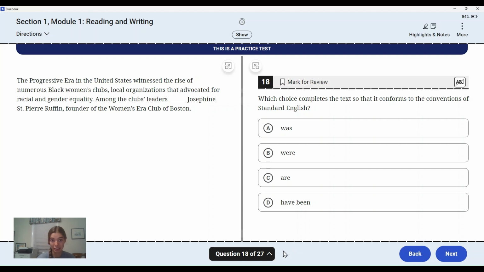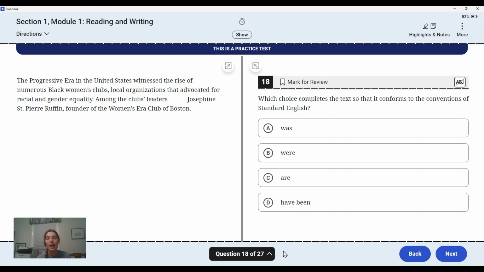Among the club's leaders, blank, Josephine St. Pierre Ruffin, founder of the Women's Era Club of Boston. So for this type of question, you're going to want to figure out three things. What person it is in, meaning first person like I did something, or second person like you did something, third person he, she, it did something. And within that, whether it's singular or plural, so like they would be third person plural of the singular form of he, she, it. You're also going to want to figure out what tense it's in.